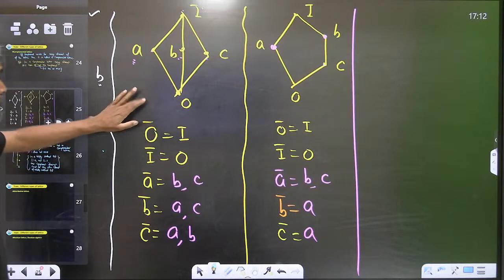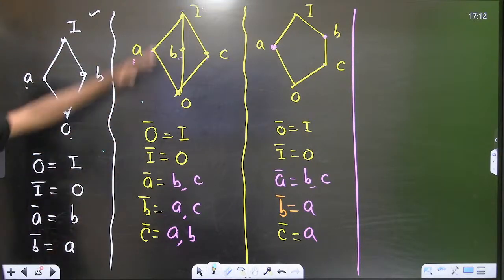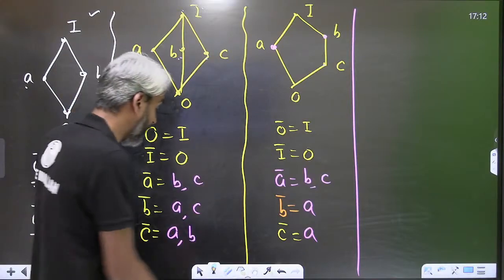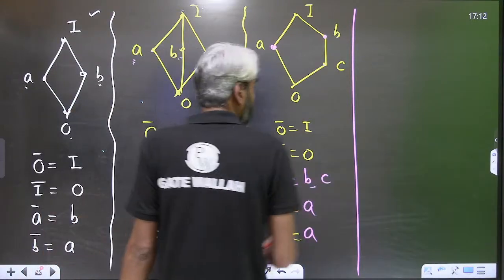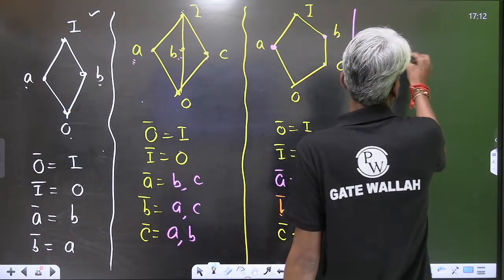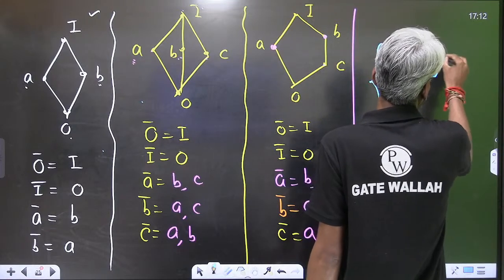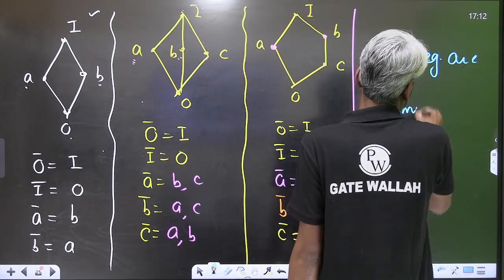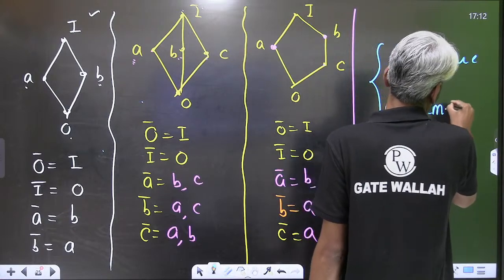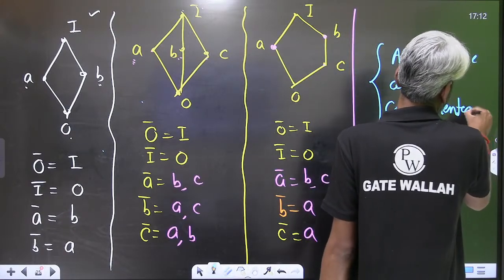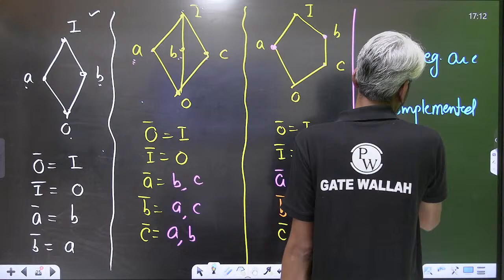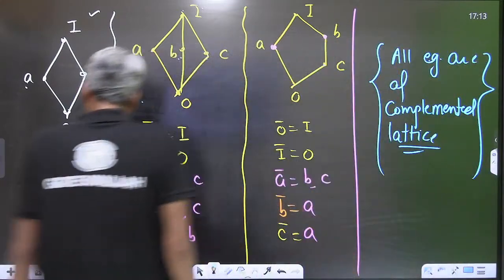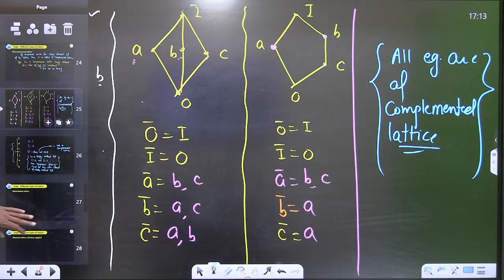All are complemented lattice. Every element has at least one complement. So can I say all are complemented lattice? All examples are of complemented lattice. Okay, that's it. So up to this, everything is okay.